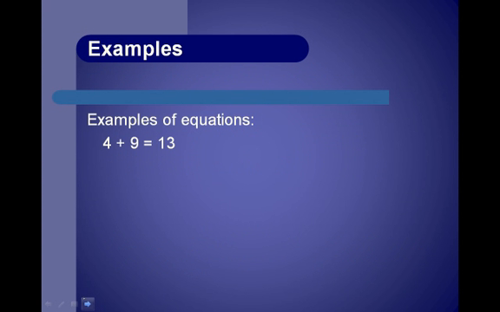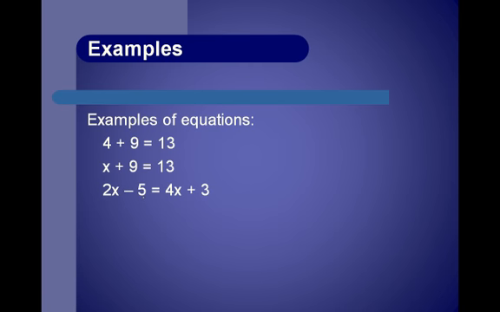Some examples of equations are 4 plus 9 equals 13. That is an equation with no variables. x plus 9 equals 13 is an equation with one variable. 2x minus 5 equals 4x plus 3.